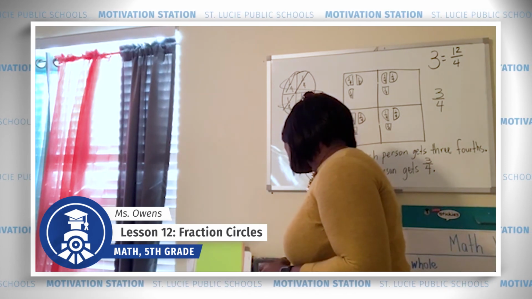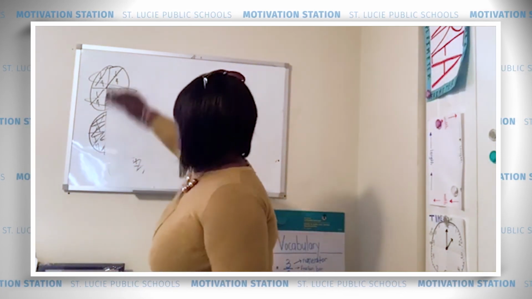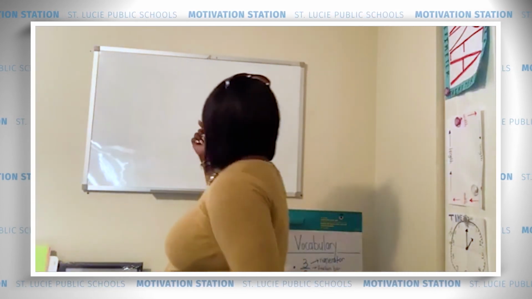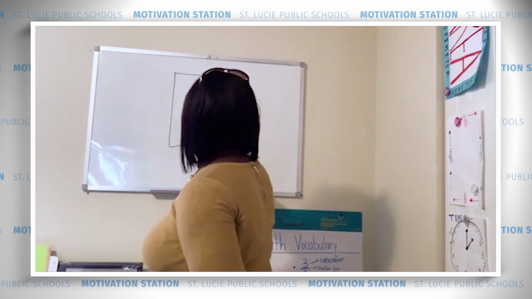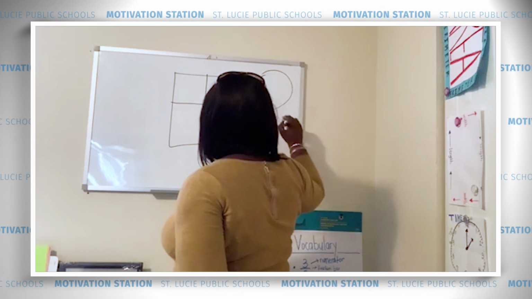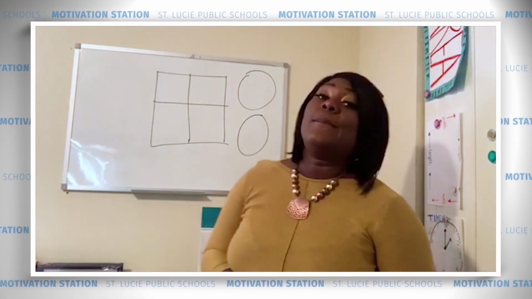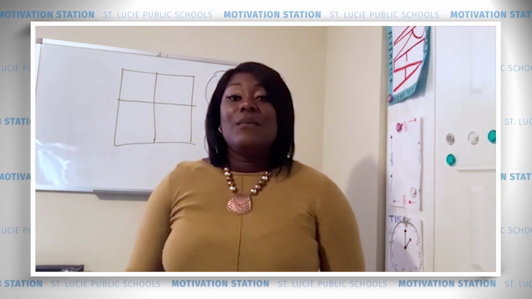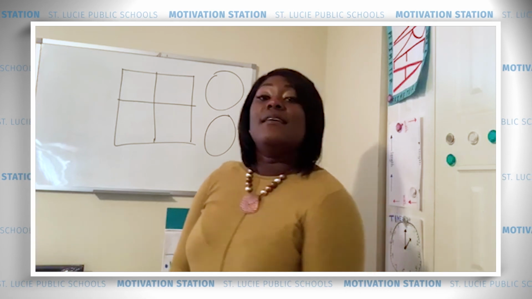Let's take a look at page 28 and 29 in your workspace workbook. Now we're going to figure out how to share two cookies with four people. So here's my grid for my four people. And I only have two cookies. Can I give each person one cookie? No, I cannot. Why not? Why can't I give each person one cookie? Absolutely. Because I only have two cookies.